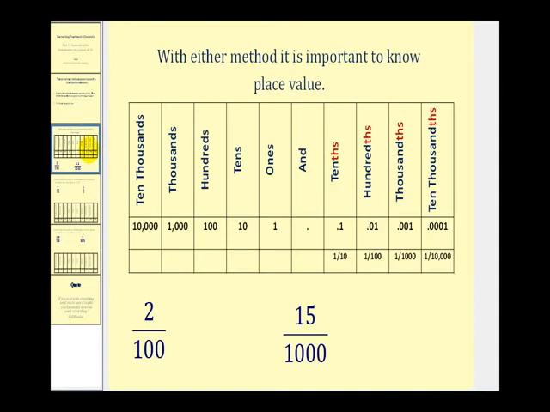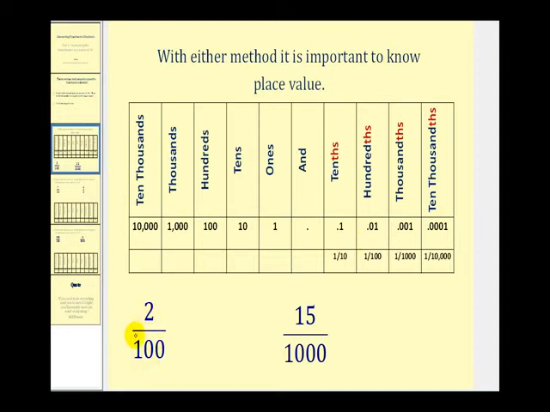With either method, it's important to know place value. So if we have the decimal point here in the middle, to the right we would have the tenths, hundredths, thousandths, and 10,000ths. And to the left of the decimal point we'd have the ones, tens, hundreds, and so on. So the idea is, if we have fractions where the denominator is a power of 10, we should be able to write this in decimal form if we know our place values.